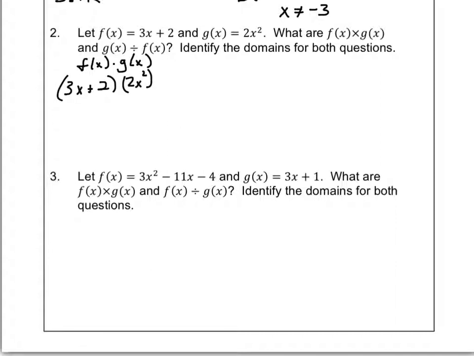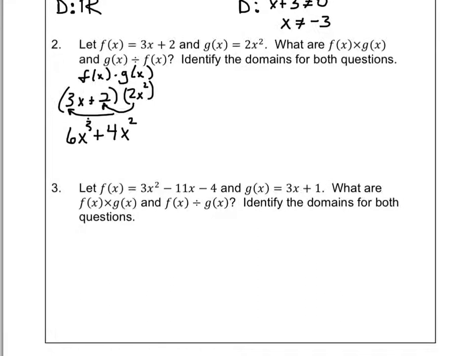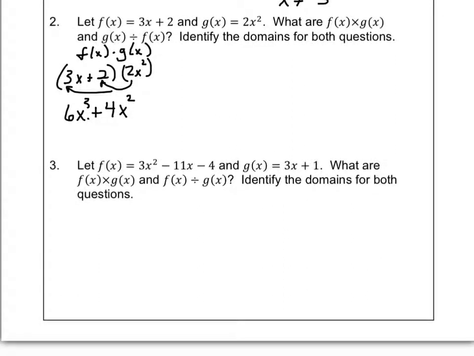Now in this case, I've got a monomial times a binomial. I'm going to distribute here and here. So when I do that, I've got 6x cubed. Okay, now, there's nothing else here I can simplify, so now I just need to figure out my domain. And again, on my domain, there's no square roots, there's no fractions, so my domain is going to be all real numbers.